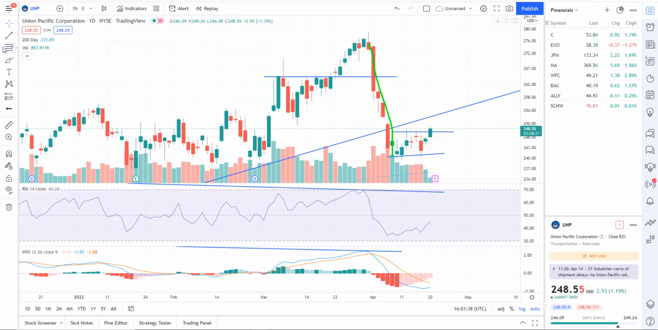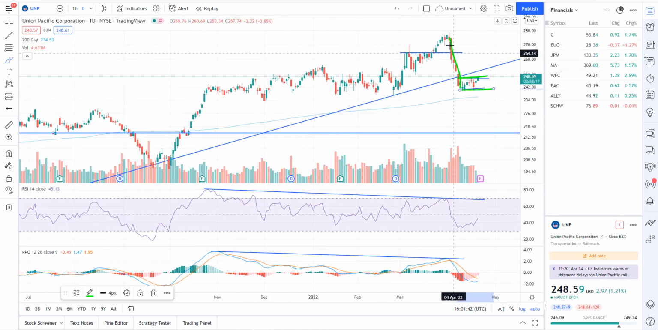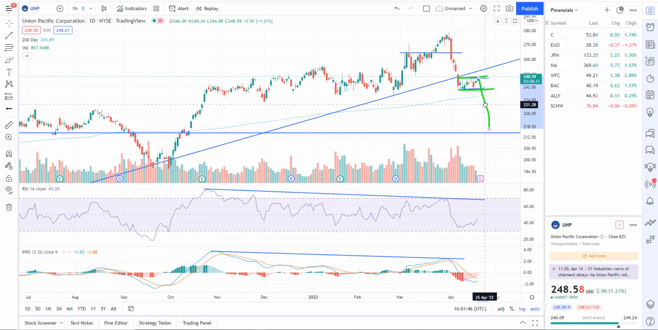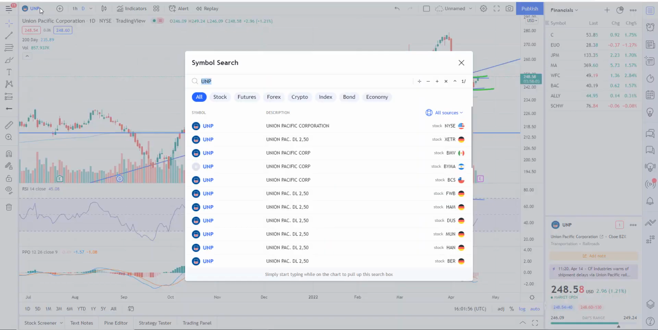At the end of the day, this still is a bear flag, flagging out, and it's projecting us to continue to the downside. Right now, our target is about 215-ish, 216. That's where this is projecting. So I like that as a profit target on UNP.